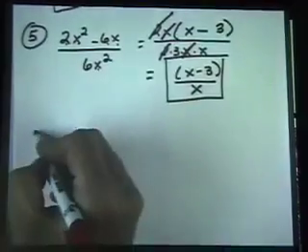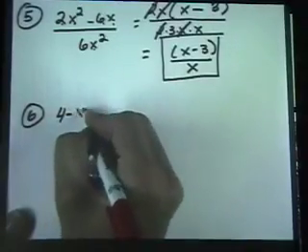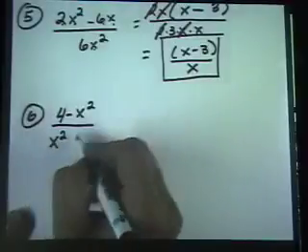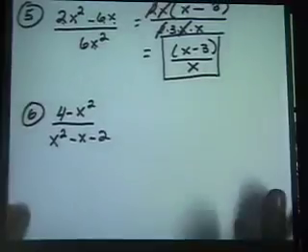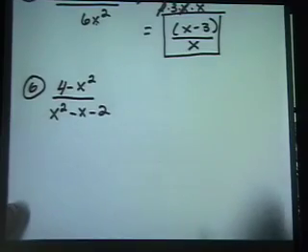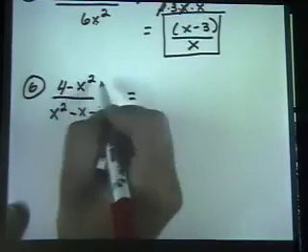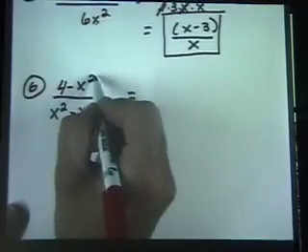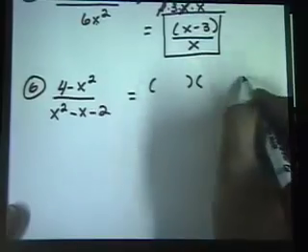All right, example 6 will be the last problem we look at. We've got 4 minus x squared all over x squared minus x minus 2. Now, again, we have another problem that's not simplified for us. I have to simplify this first. 4 minus x squared. Notice what this is. This is a difference of squares. 4 is a perfect square, x squared is a perfect square, and it's separated by a subtraction sign. So we're going to have to factor.